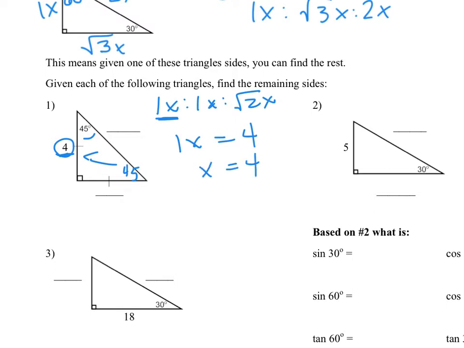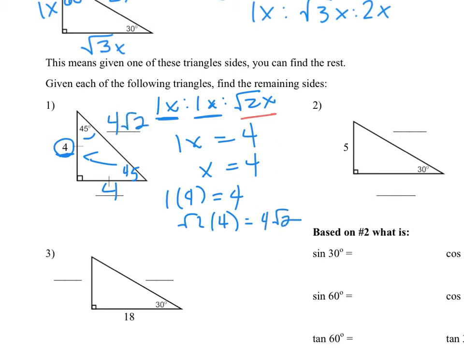So knowing that, I simply plug in: 1 times 4 is 4, and radical 2 times 4 is 4 radical 2. I simply plugged x in right there. That's all I did. We just don't normally write the whole number on this side of the radical; we usually write it on that side. But I was just keeping with the whole geometry thing.